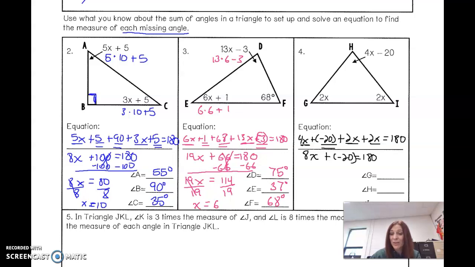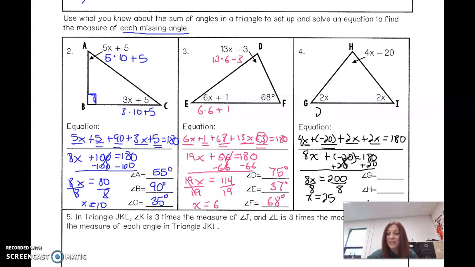So solving for x, to get rid of the negative 20, I combine it with a positive 20. Whatever I do to one side, I do to the other. And I'll have 8x equals 200. And then I divide both sides by 8. And I get x equals 25.